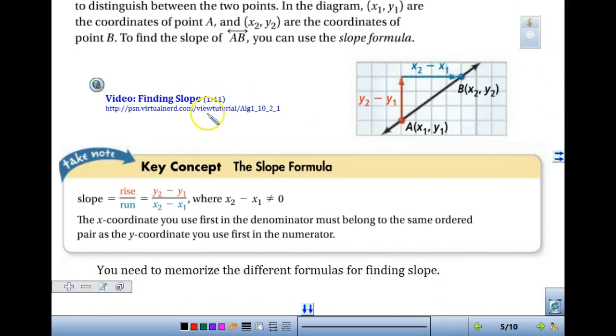And we're going to watch this video. It's not too long, and they kind of explain this one more time. This formula you will need to memorize. You will be using this, so you want to memorize the rise over run, y2 minus y1 over x2 minus x1. And this part is really key. This can never be 0, and we'll talk about that as soon as we're done watching this video.